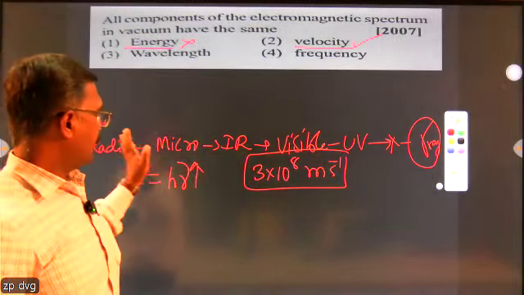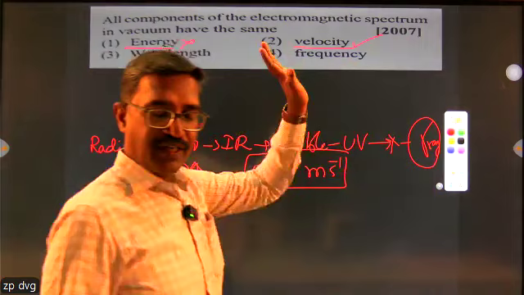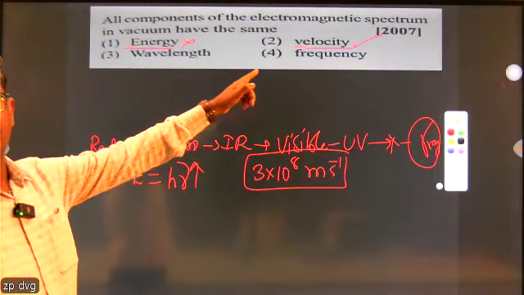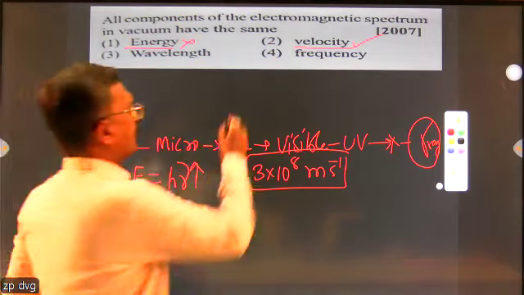So ಇಷ್ಟು ಸ್ಪೀಡ್ ಅಲ್ಲಿ all electromagnetic waves are moving in a vacuum. So therefore there is radio wave, microwave, IR, visible, they are all moving at the same speed. So therefore all the components, ಯಾವ component same ಇರುತ್ತೆ ಅಂದ್ರೆ velocity will be same. Velocity will be same. So this is the correct option.